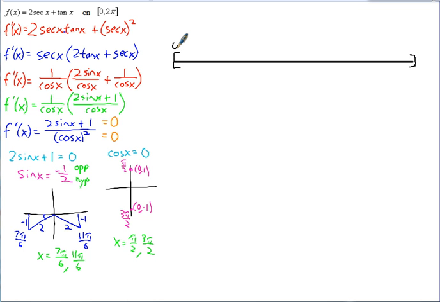From 0 to 2 pi, and we'll label it f prime of x. Again, this is the first derivative test. Our critical numbers in order. The first one we hit is pi over 2.